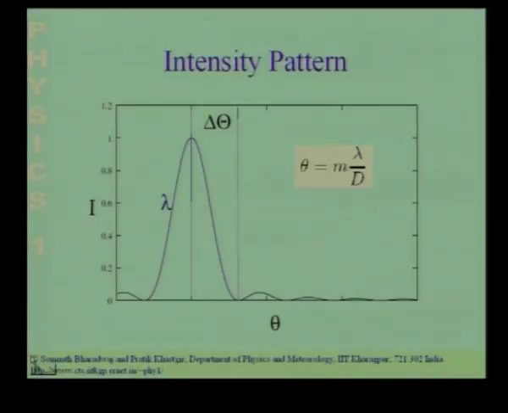So, we see that this distance between here and here is 2 lambda by d. This is one of the big implications of the wave nature of light. If we had used geometrical optics to analyze this situation, as I have already told you, you expect to see only a bright spot at the center. But light is really a wave, and because of this you have the phenomenon of diffraction.